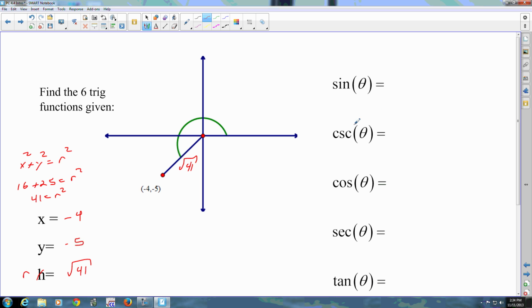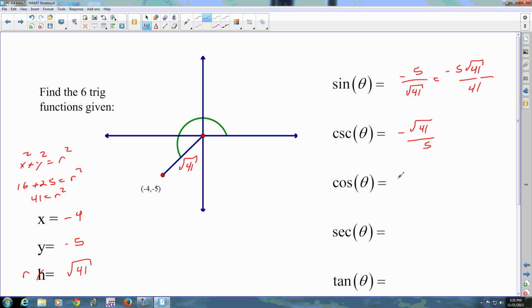Okay? So now that you have these 3 pieces of information, the sine of that angle, and don't draw a triangle in here anywhere. You'll drive yourself crazy if you do that. Sine is going to be your y value over your hypotenuse. And yes, you have to rationalize it. So negative 5 square root of 41 over 41. Cosecant's the reciprocal. Don't flip this one, flip this one. So negative square root of 41 over 5.